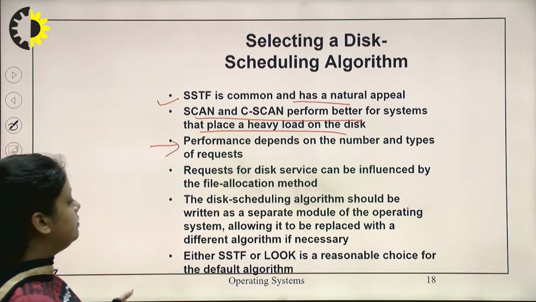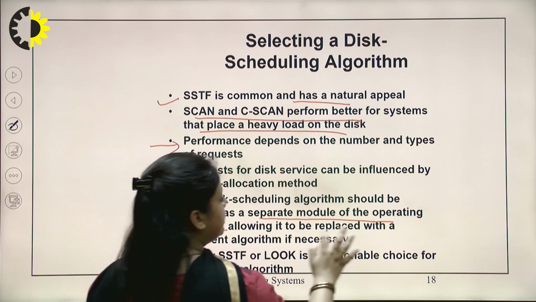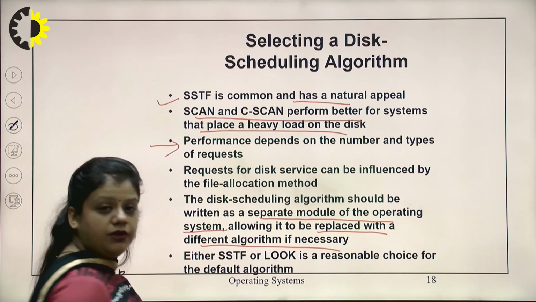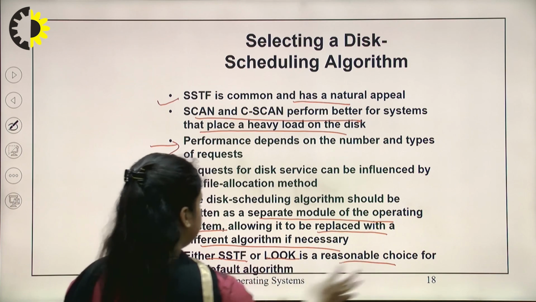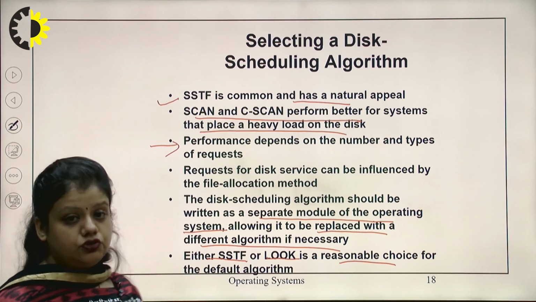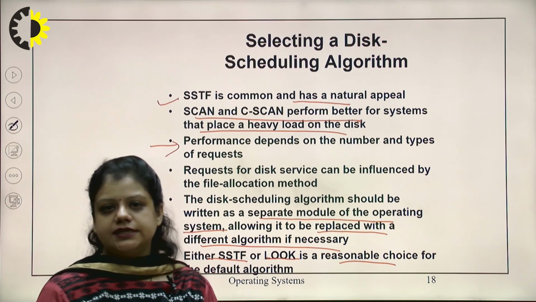The disk scheduling algorithm should be written as a separate module of the operating system, allowing it to be replaced with a different algorithm if necessary. So either SSTF or LOOK is a reasonable choice for the default algorithm. So usually by default, we go for either the LOOK algorithm or shortest seek time first.